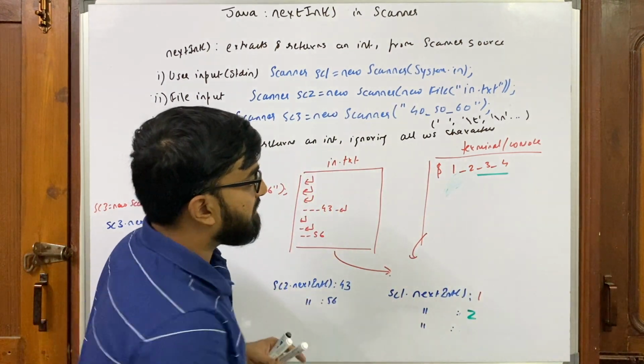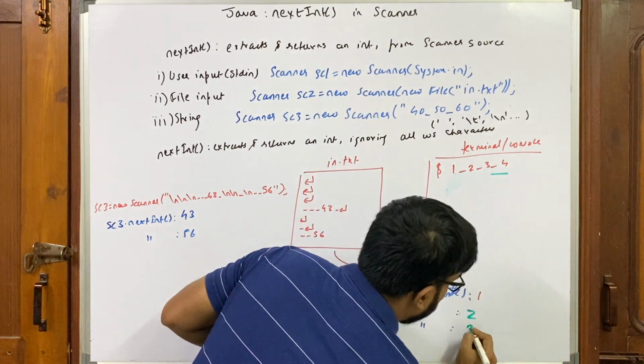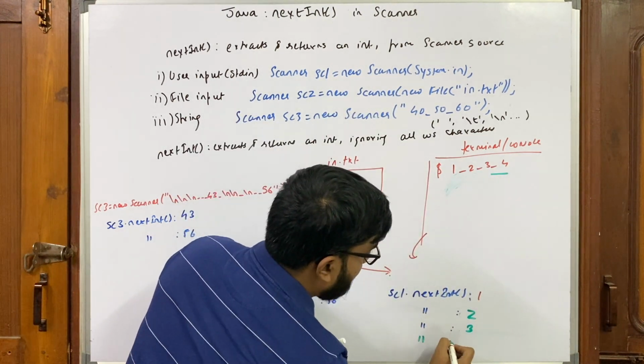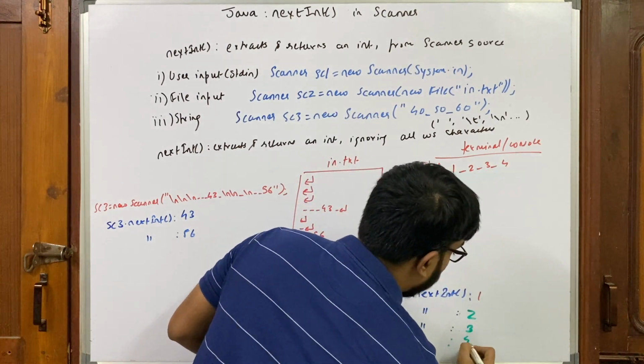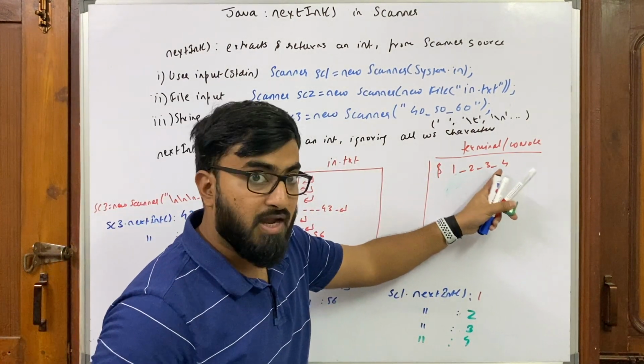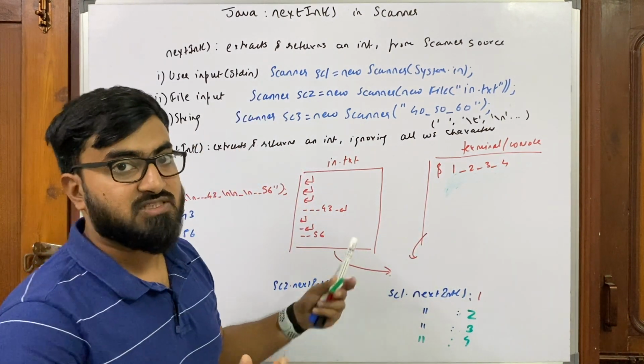In my third call of nextInt, this white space is ignored and I get 3 as the return value. In the next call of nextInt, this white space is ignored and I get 4. All right, so I've used all my input, and if I call nextInt again, since there is no input, I will get a NoSuchElementException.